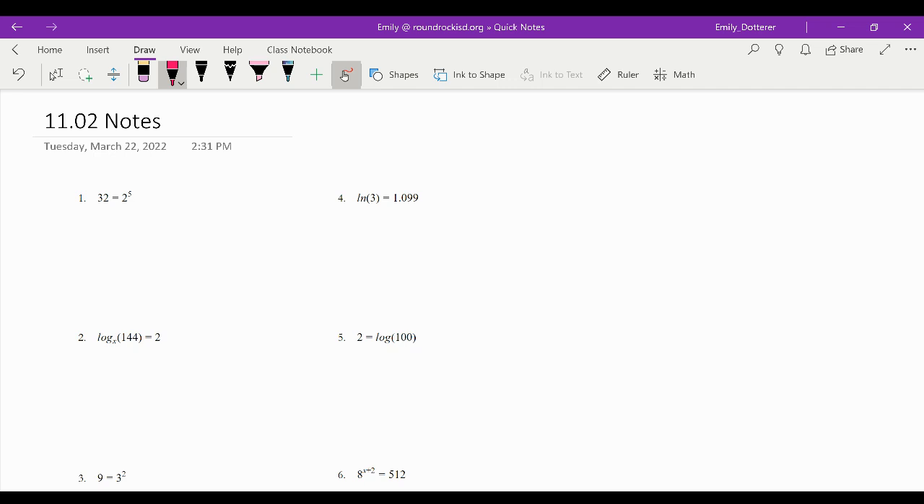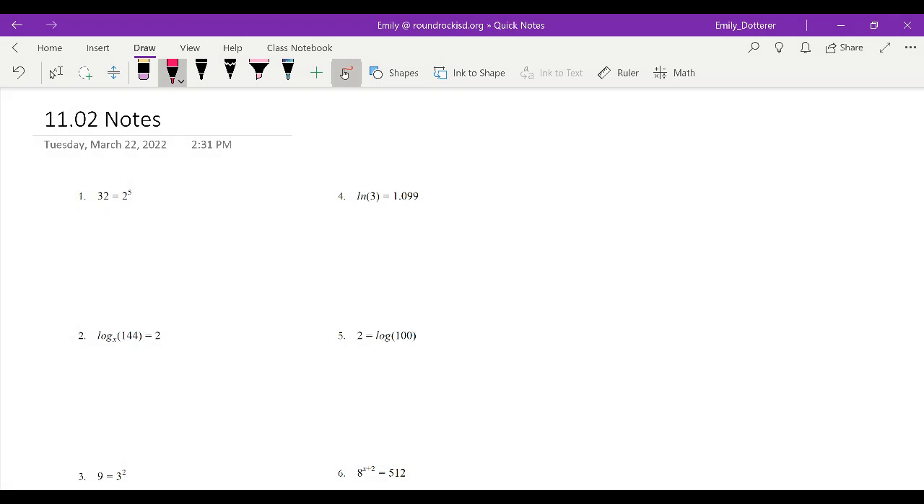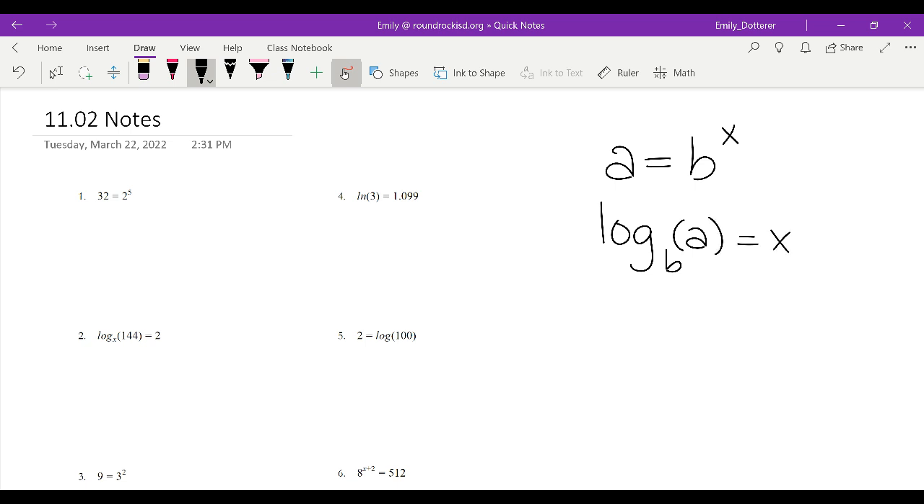Okay, so today what we are going to do is convert between exponentials and logarithms, and then we're going to use that to solve. So remember that exponentials and logarithms are inverses, which means we have the ability to convert between the two. So these are the forms that we're looking at.